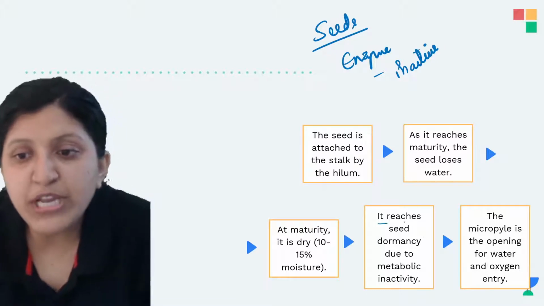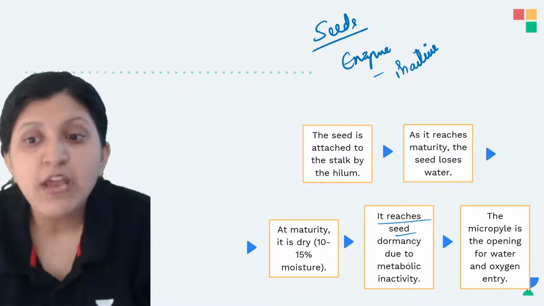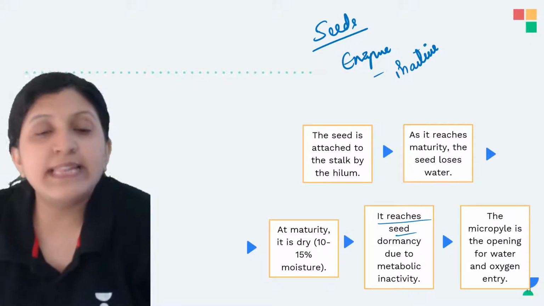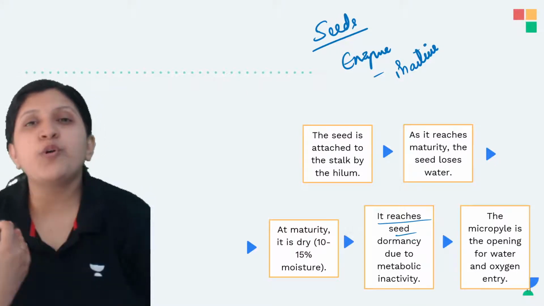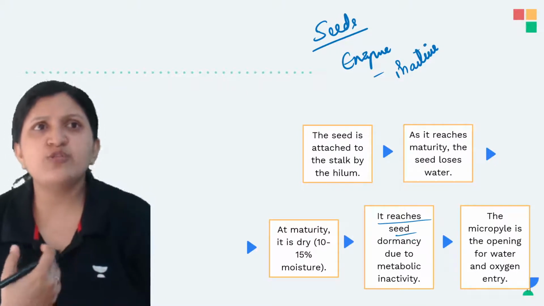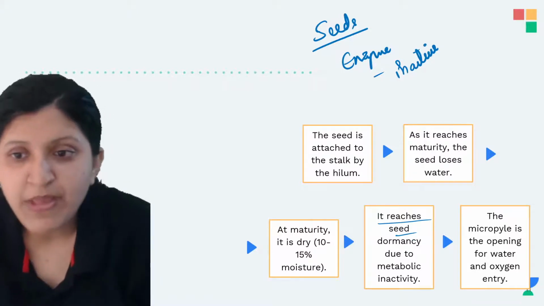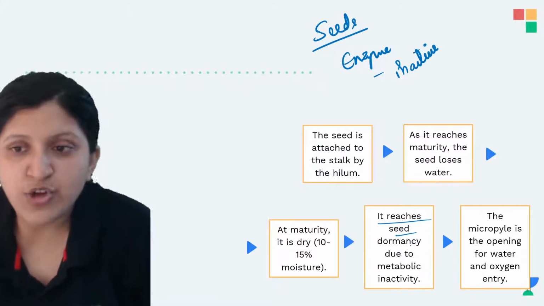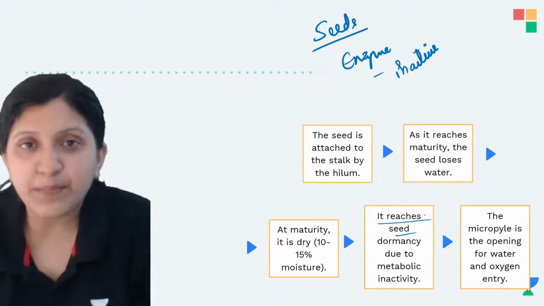So now it reaches seed dormancy. So when does it reach seed dormancy? That is when the seed is maturing and not undergoing any processes; germination is not occurring because the suitable conditions are not there. So as it reaches seed dormancy, the seed is arrested at a particular stage.